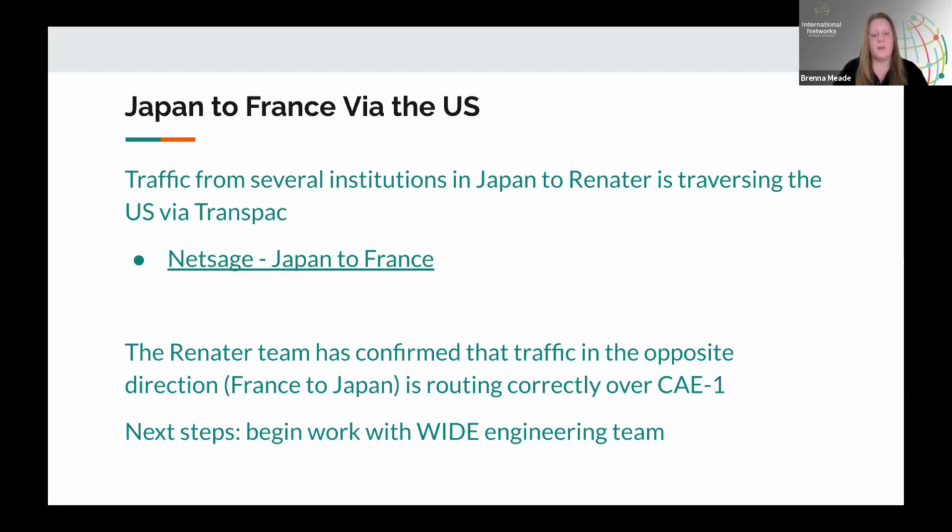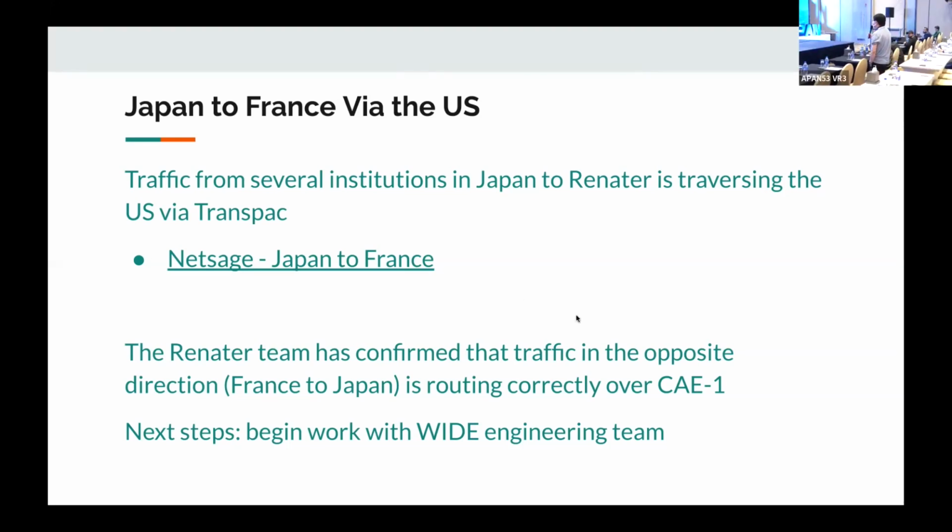So the next steps will be, again, working with the Japanese engineering team to see if we can take a look at some of these routes and move them over to CAE-1, or determine if there's a reason that they're taking TransPAC over CAE. So this one is still open, but we're actively working on it as we speak today, and we hope to get more cases as this year goes along from the community, for me investigating, and then also from the community as they come in through Slack or email.